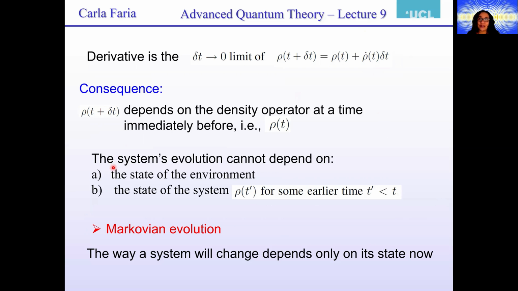And if we look at just this equation, the system's evolution cannot depend on, first, the state of the environment. We don't know the state of the environment. We're just saying that we have a density matrix of a particular system, not including the environment, and we are relating this density matrix at a time t plus delta t with a time t.